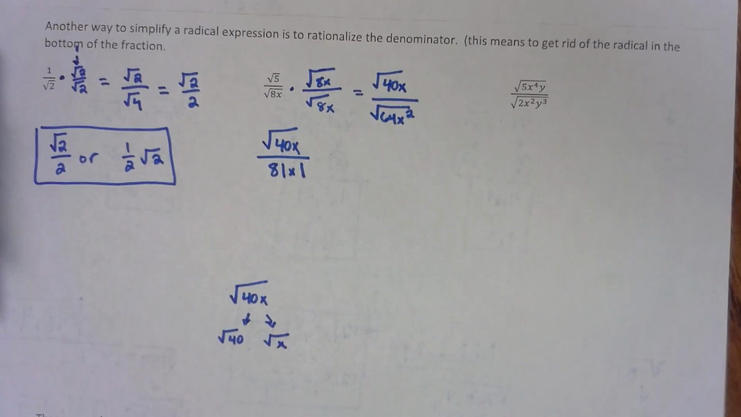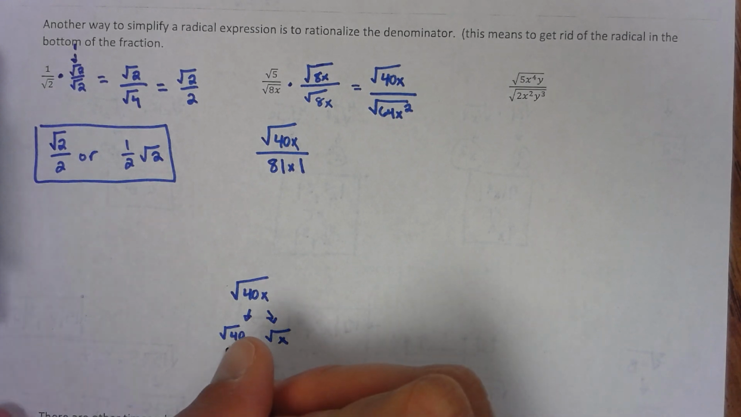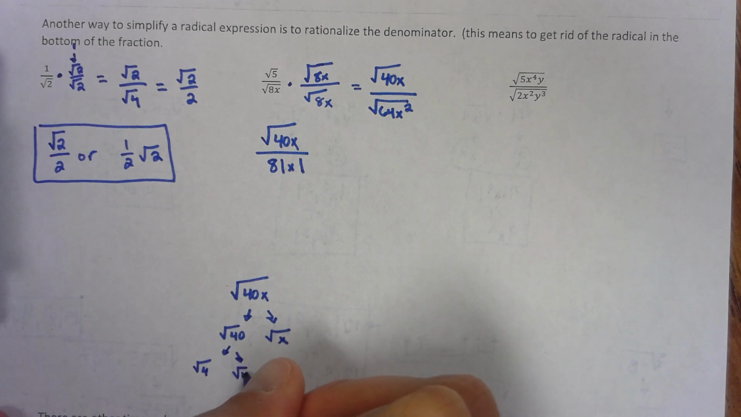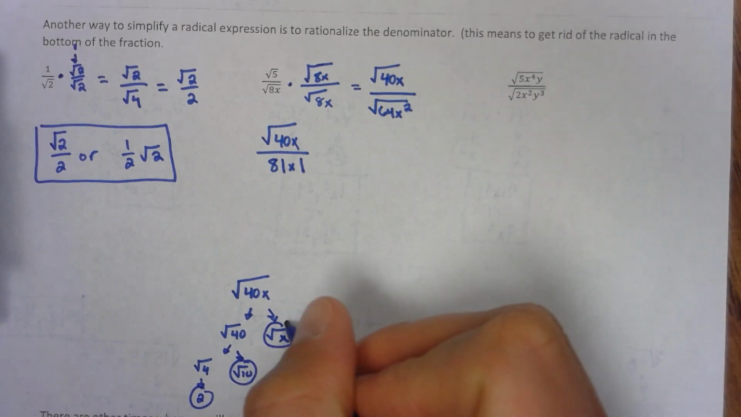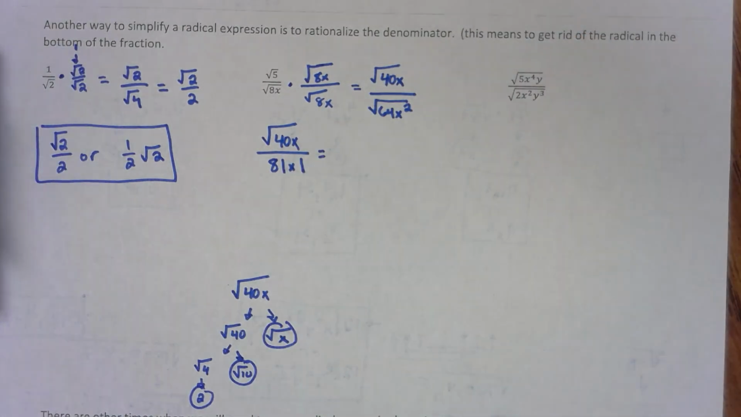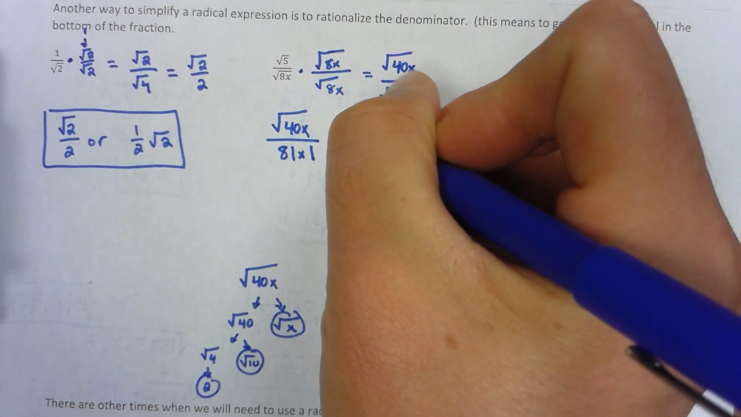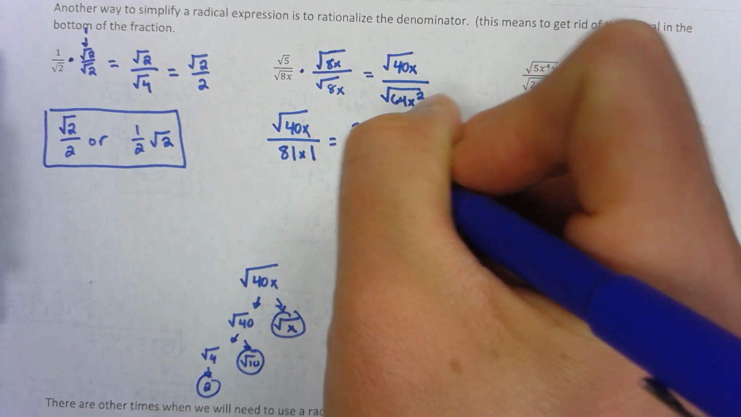Root 40, let's see what's the largest perfect square. Is it just 4? 16 won't work. 25 won't work. So yeah, I think it has to be 4. So root 4 times root 10, or root 4 is 2. Root 10, there's nothing more that we can do. The root x, there's nothing more that we can do. So now, instead of root 40x, this is 2 times the square root of 10x all over 8 absolute value of x.